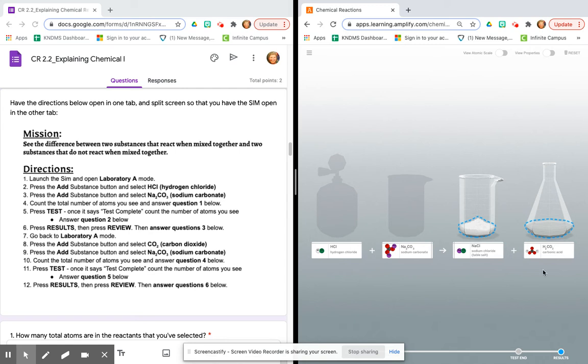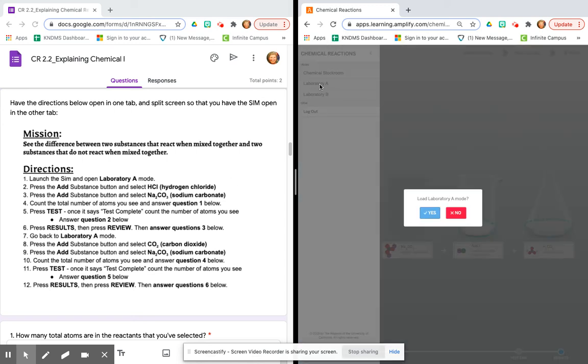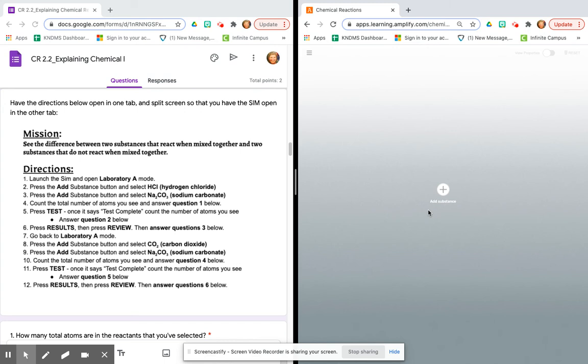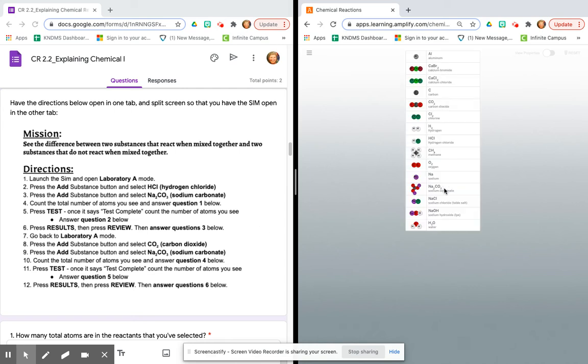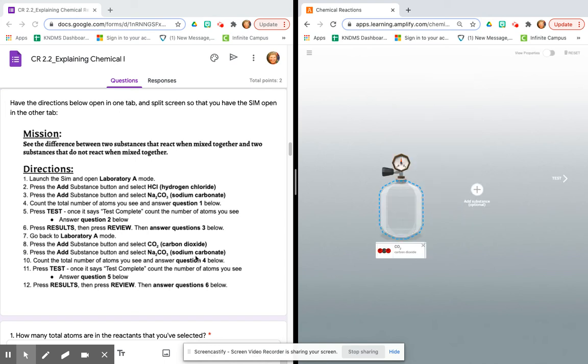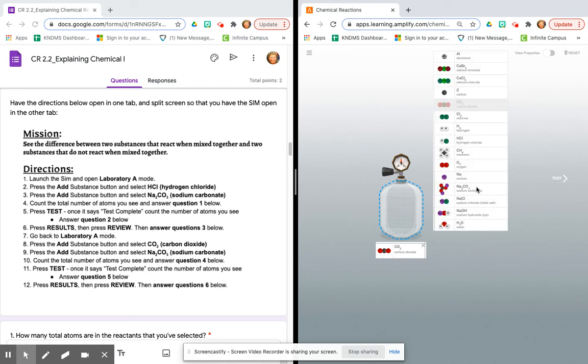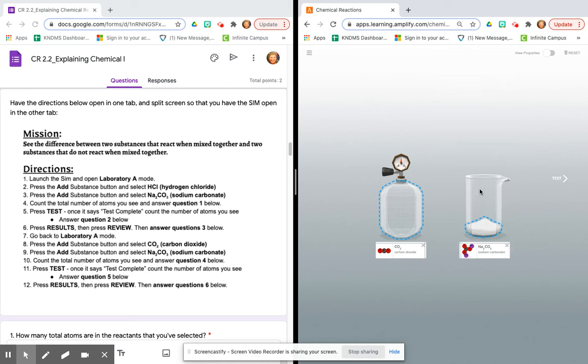Okay, so I want you to go ahead and look at the next chemical reaction we have here. Now I'm at step 7. Go back to laboratory A. You might be pausing this video at this time and going and answering questions 1, 2, and 3 below. So now I'm back at step 8, add substance, carbon dioxide. Okay, find carbon dioxide. Add sodium carbonate. So go and find that one. It's the same thing we used last time. So those two substances.